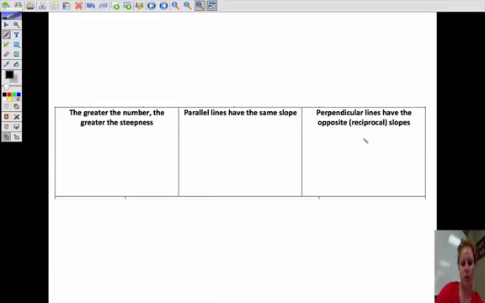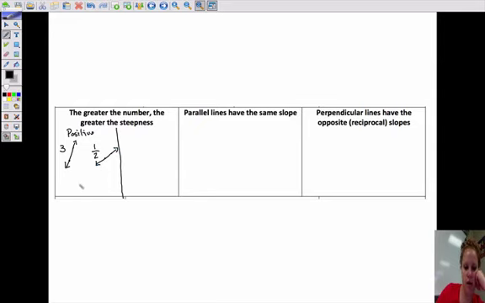Let's talk a little bit more about slope. Slope determines how steep a line is. So the greater the number, the greater the steepness. So I'm going to cut this box in half, and let's talk about positives. So if we have a slope of 3, that would mean we go up 3 and over 1. So that's going to be a pretty steep slope. A slope of 1/2 would mean for every 1 we go up, we go over 2. So that's going to be less steep, right?